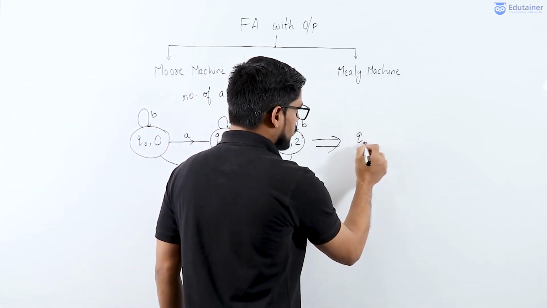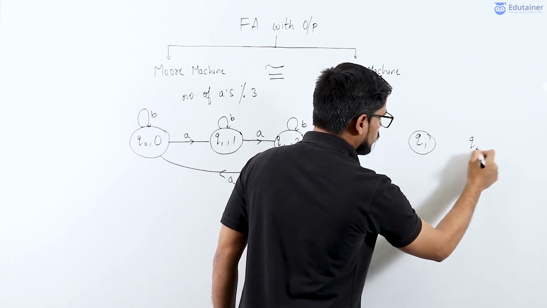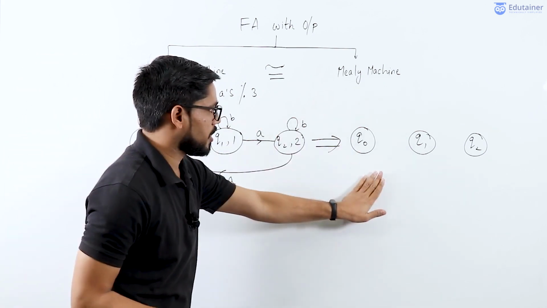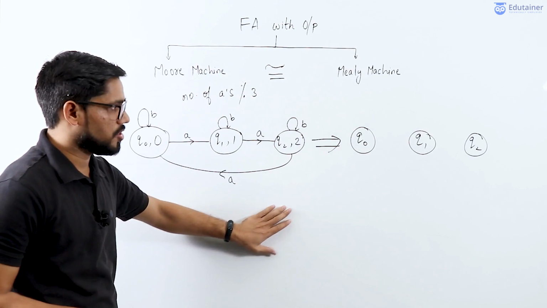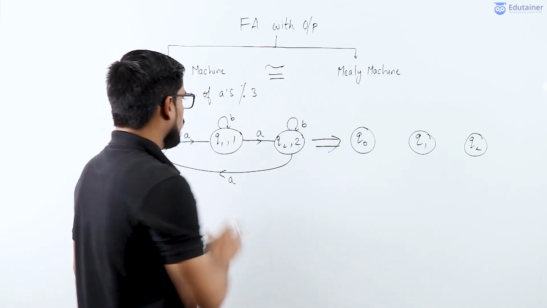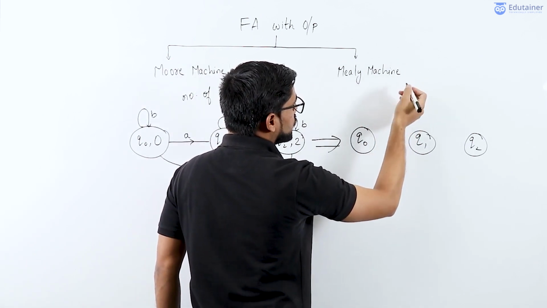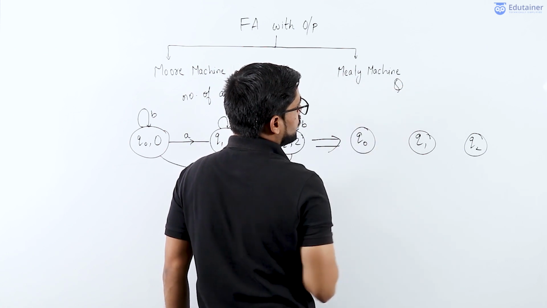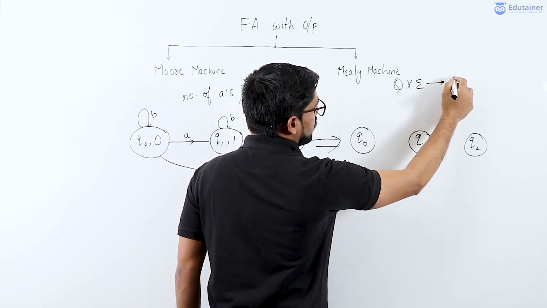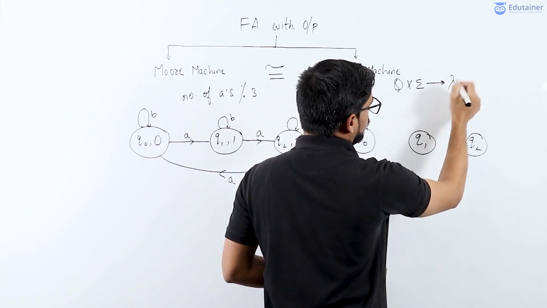First, you will draw the 3 different states which are available in the Moore machine: Q0, Q1 and Q2. First I will show you the conversion from transition diagram to transition diagram, and after that I will draw the transition table also. So Q0, Q1 and Q2, 3 different states are there. Now in a Mealy machine, what is the output function? The output function says that every state reads some input symbol, and then it will produce some output, let's say lambda.